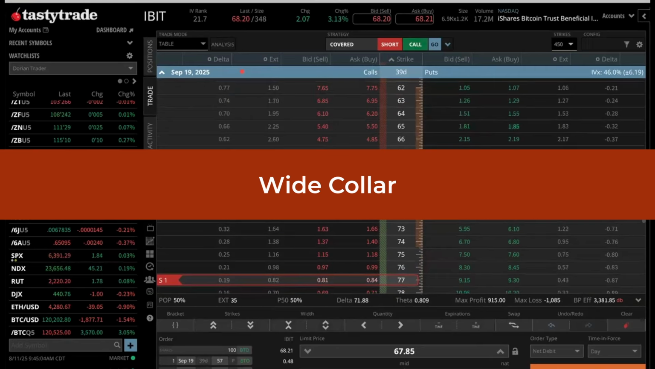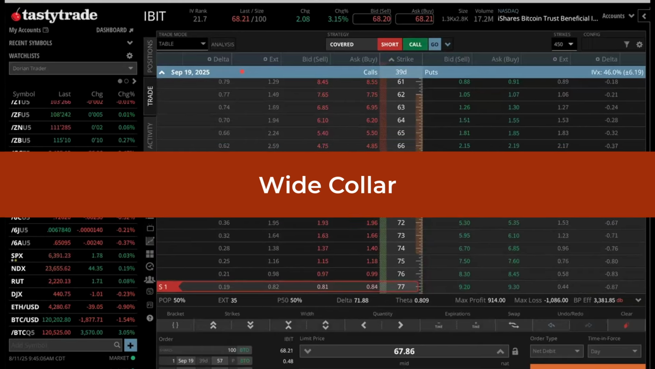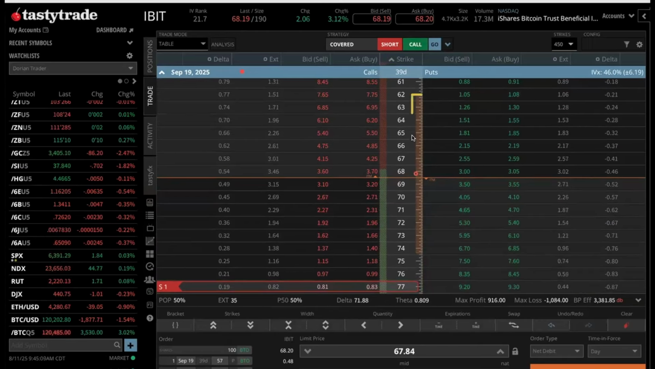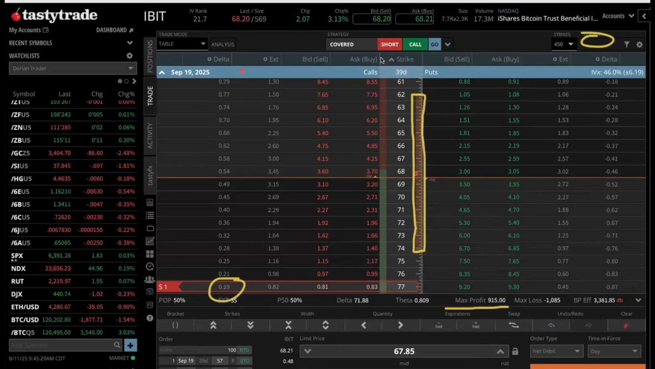I would consider this a wide collar because the TastyTrade platform is giving us the expected move, this ruler here that I'm highlighting. That's the expected move. So on the call side, you're way outside of that at this 19 delta. So it has to go up a ton. On the put side, you're way outside of it at 9 delta. So it has to go down a ton. So in this example, you have a potential to make 915 over the next 39 days or lose just over 1,086 there.